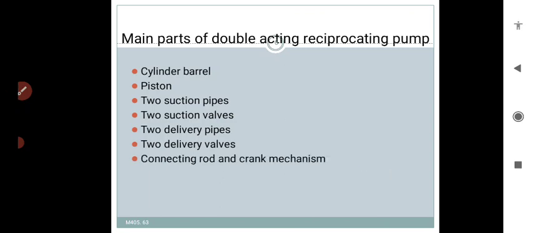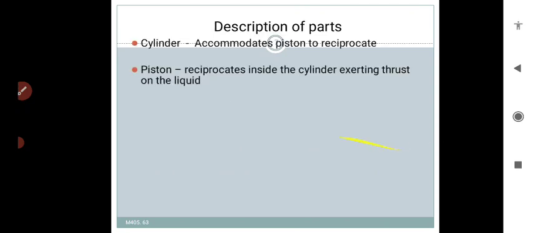Two suction pipes, two suction valves, two delivery pipes, two delivery valves, connecting rod and crank mechanism. Here it is, the cylinder accommodates the piston to reciprocate. The piston reciprocates inside the cylinder, exerting thrust on the liquid.